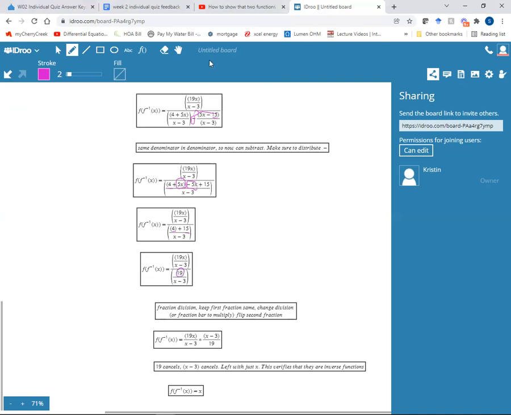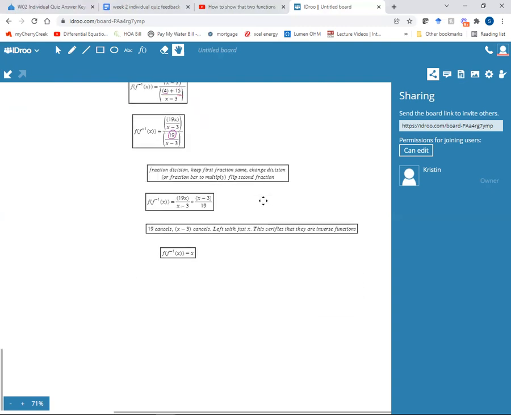And now we're going to do regular fraction division, which means we take the first fraction and just copy it down as it was before, change the division or fraction bar to multiplication, and flip the second fraction. And we know that 19 divided by 19 is 1, and the quantity (x - 3) cancels, and so all we're left with is x.